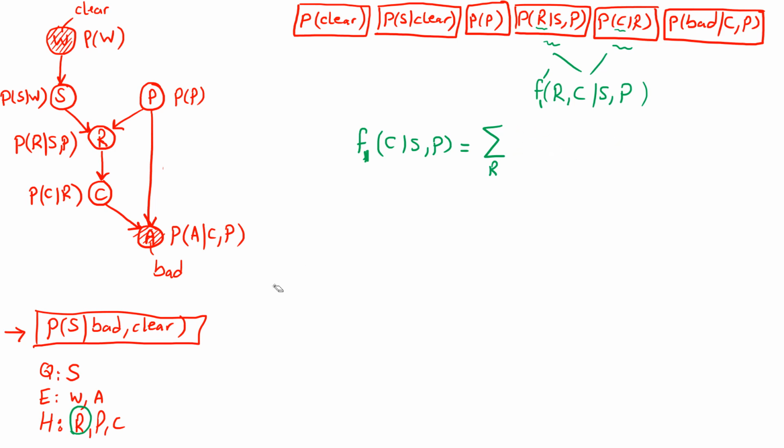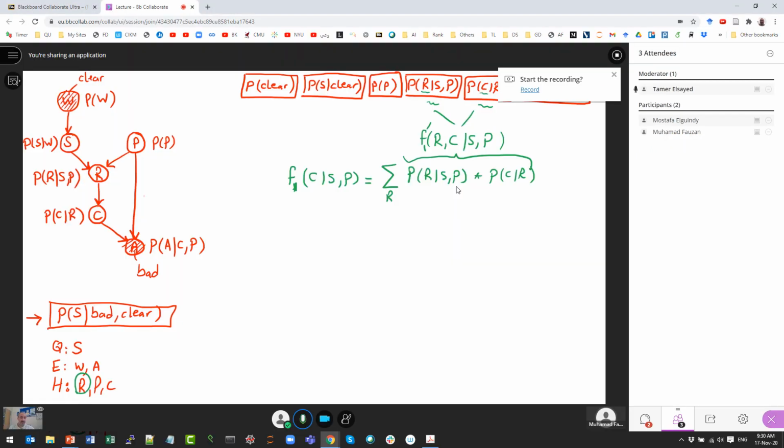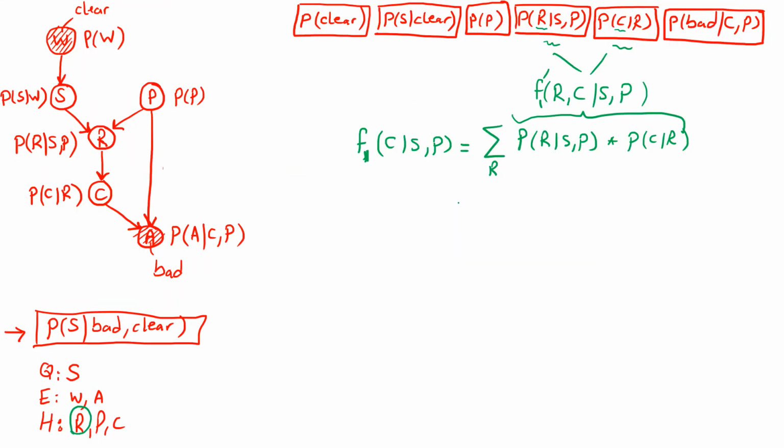Now, if you want to do it in one step, it's better to do it that way. Instead of just the temporary factor here, you say that this is the multiplication of P of R given S and P times P of C given R. What are these two? These are the two that we joined. And now this one is what we call the F1 factor here, F1 prime here. Is that clear, both of you? Clear, Mustafa? Mustafa, you said that it's clear.